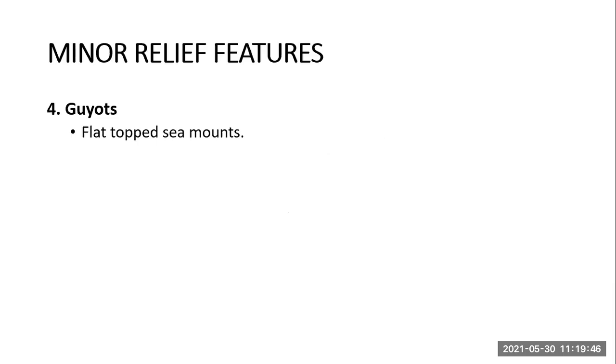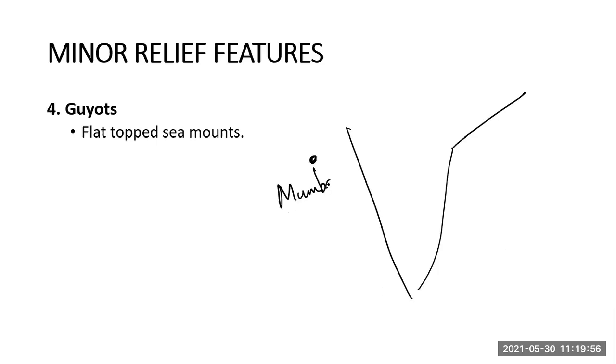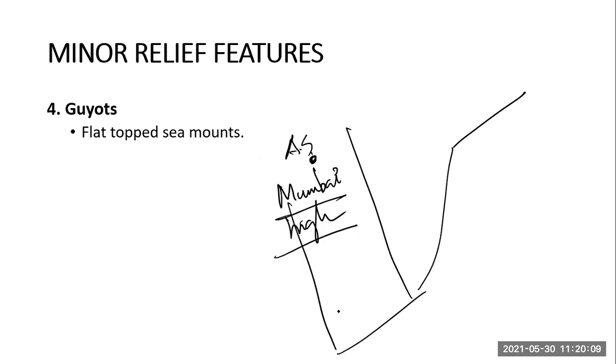For example, many of you might have heard of one famous oil drilling location in the western part of Mumbai called the Mumbai High. So there is an oil drilling platform in the Arabian Sea. This is called the Mumbai High. This Mumbai High is basically an oil drilling platform in the Arabian Sea, again located in the continental shelf of the Arabian Sea.